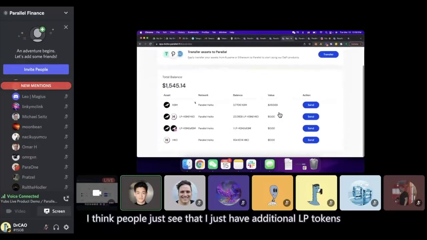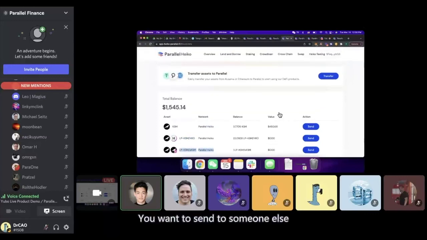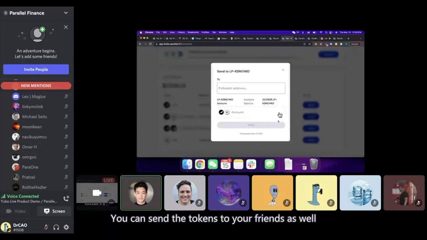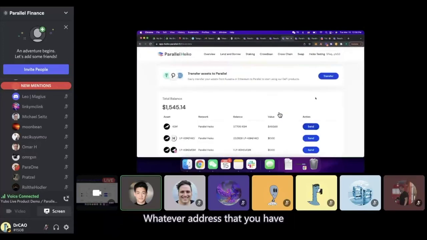So I think people just see that I have additional LP tokens. In the future, those LP tokens are also collateral on the money market, so you can do additional composability on top of each other. And if you want to send to someone else, right? If you want to send to your friends, you can send the token to your friends as well, or to whatever address that you have.